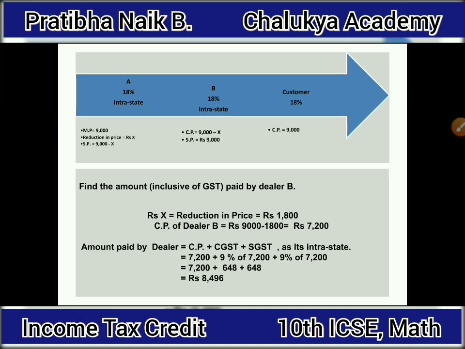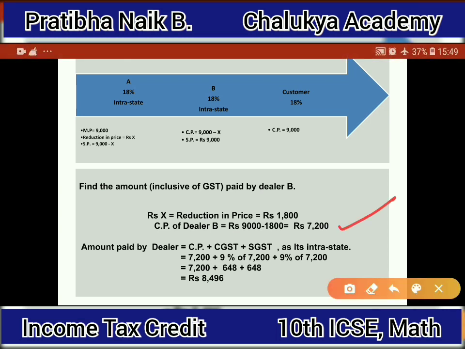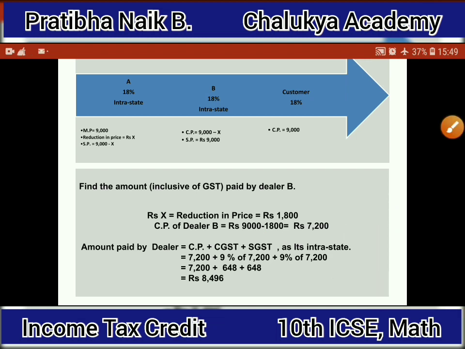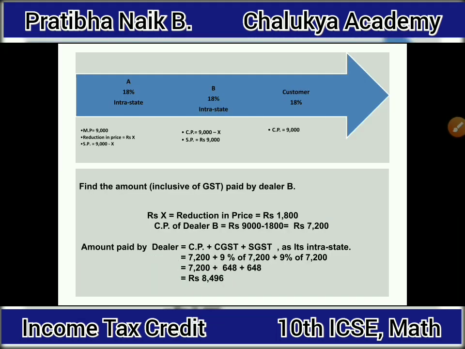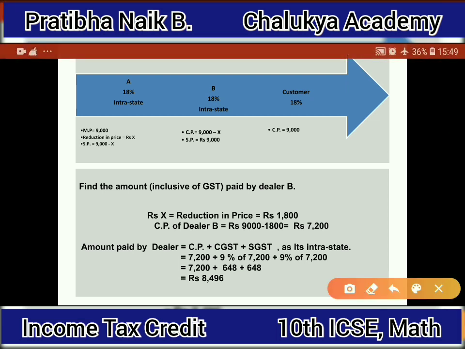So now here we will find out the cost price of dealer B, that is 9,000, that is the list price, minus reduction in price, that is 7,200. So this is the reduced price, which is nothing but what? The cost price of B. Now amount paid by the dealer B. Okay, so amount paid by the dealer B is always what? The cost price, CGST, SGST, because it is intrastate.